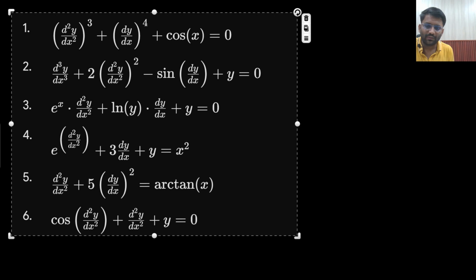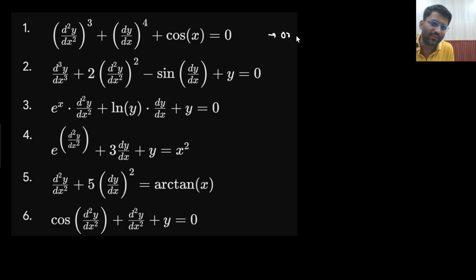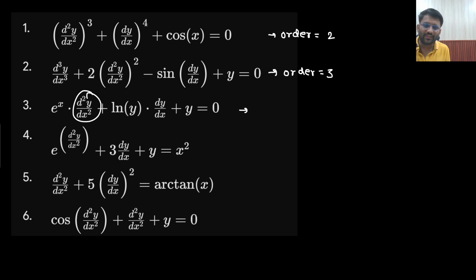So first of all, let me know the order. Quickly, let me know the order. Sir, how many times is it differentiated? Maximum it is differentiated 2 times. Sir, how many times maximum is it differentiated? Sir, it is differentiated 3 times. Order will always be defined. Sir, how many times maximum is it differentiated? Sir, it is differentiated maximum 2 times. So order is 2. So order is very easy.